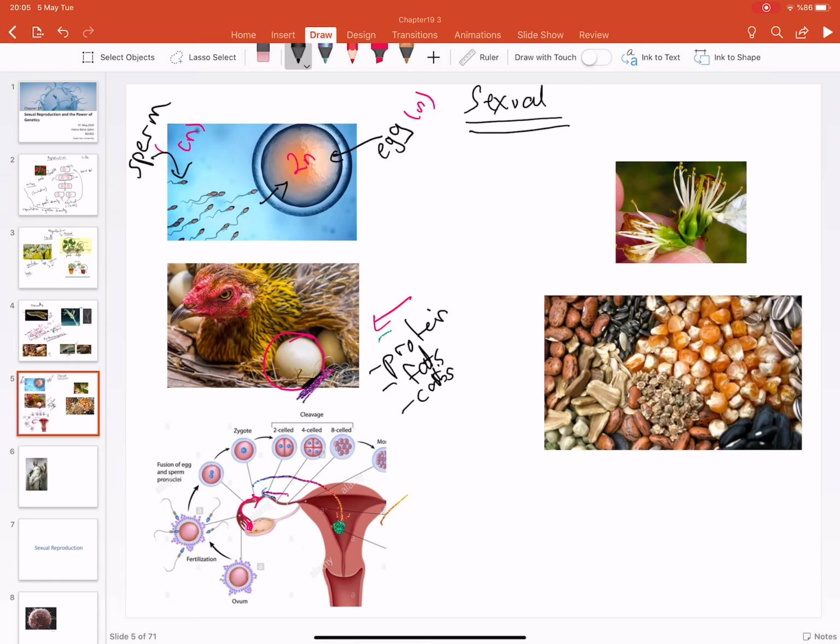So the embryo will start to eat this egg nutrients and then it will grow. This is why it is healthy to eat eggs. This is why they are so rich. And in the case of plants, this is how it looks like. This is the female organ. These are the male organs.